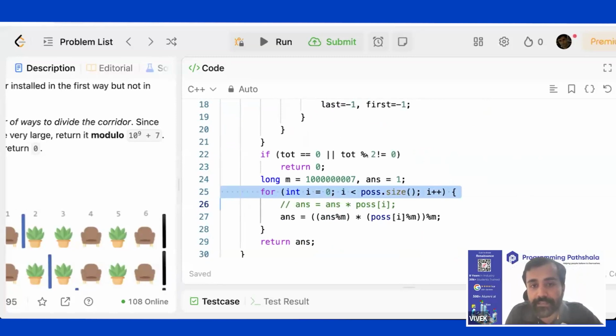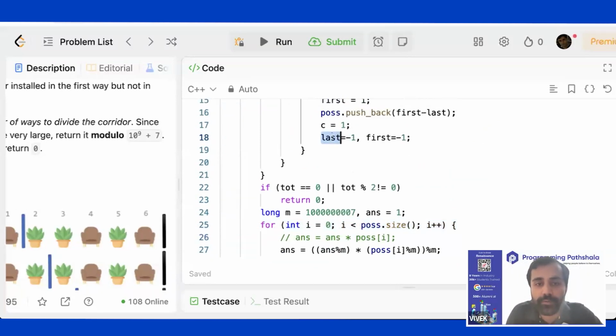No, we are not decreasing. You're talking about line number 18, right? We are not decreasing. This is not minus equal to. This is equal to minus. So we are just resetting the value of last and first to some random garbage value.